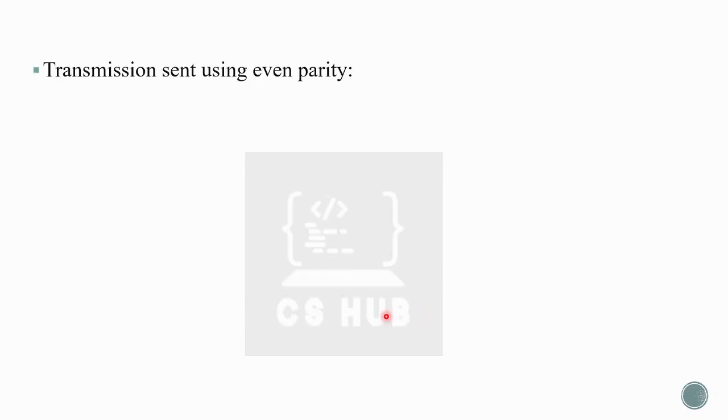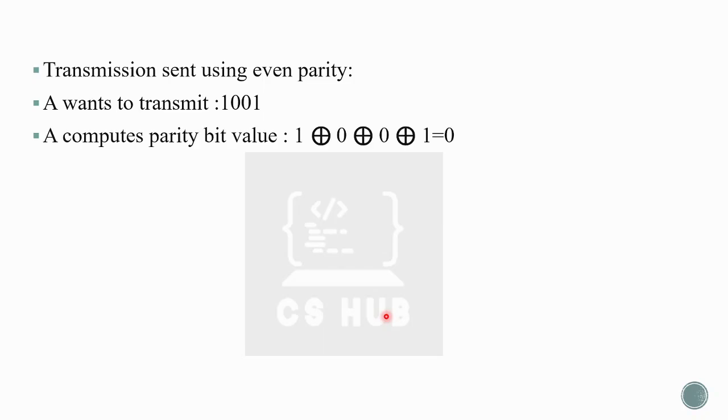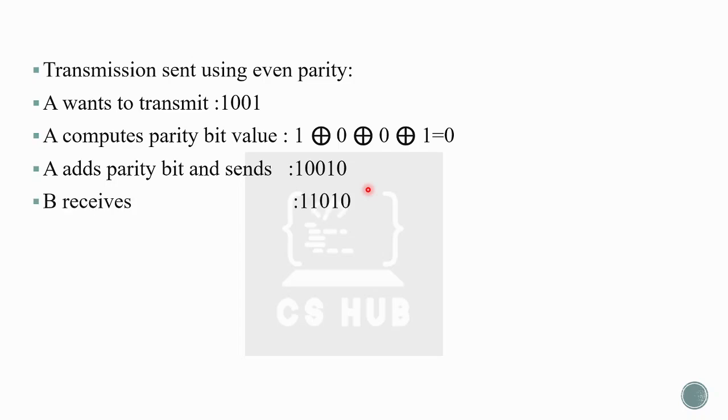Transmission sent using even parity. A wants to transmit 1001. First, A computes the parity bit, 1 XOR 0 XOR 0 XOR 1, and the parity is 0. A adds that parity and sends 10010. But during the transmission, some error has occurred and B receives 11010, which is not the same as what A sent. A sent 10010 and B receives 11010.